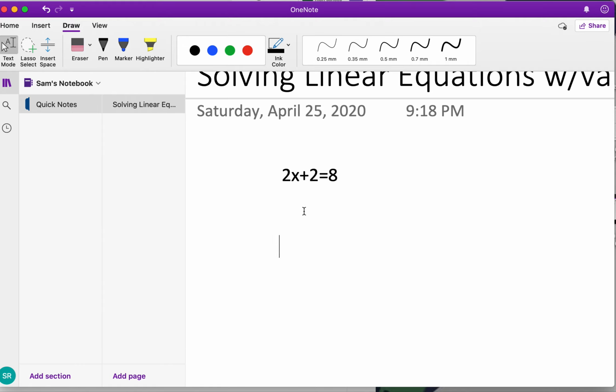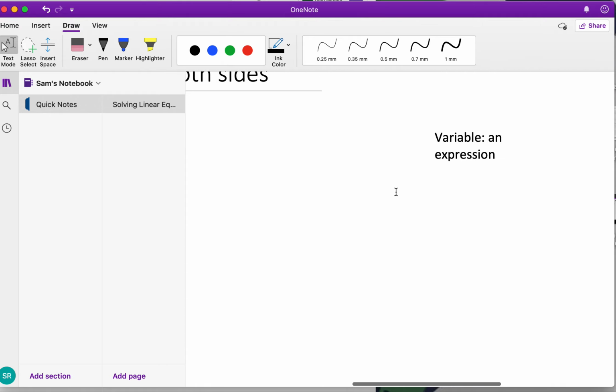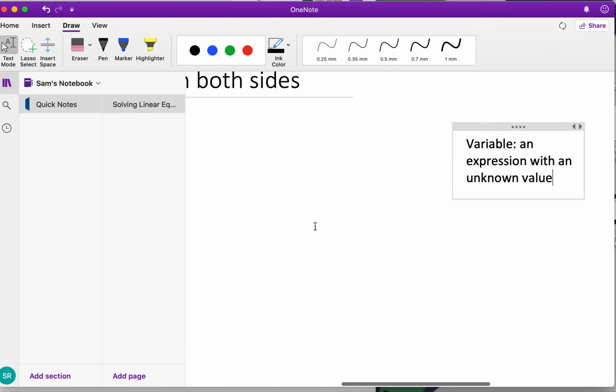So this might be a review for some of you or not, but this x is a variable, and it represents a number we don't know yet the value of. We don't know what that x represents, but we're going to solve to find out. And we can define a variable as an expression with an unknown value that we can eventually hopefully find out.